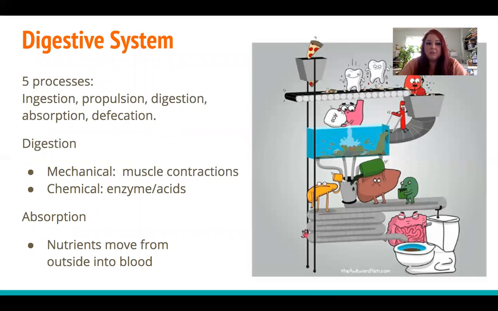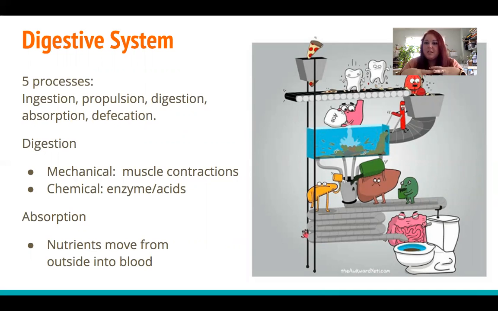Our digestive system is a five-part process. So you think that digestion starts in your stomach. It does not. Digestion starts literally the second you put any kind of food into your mouth. The saliva and the chewing is the first part of the process, your ingestion, and then the propulsion down into your stomach.